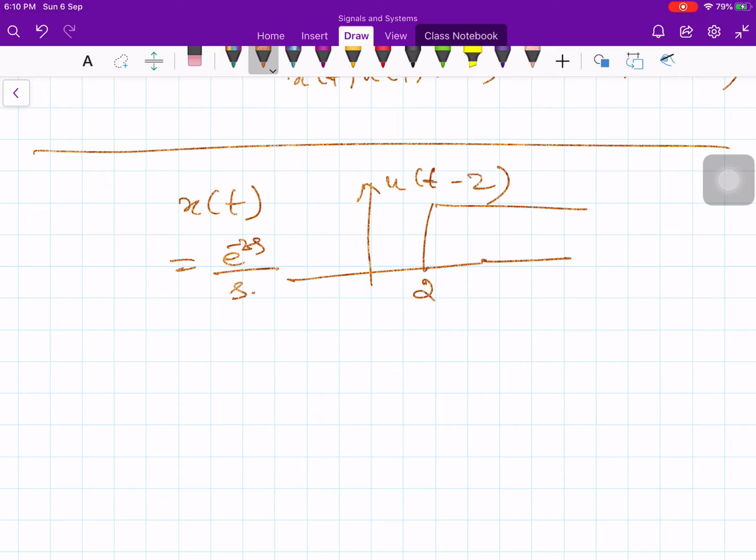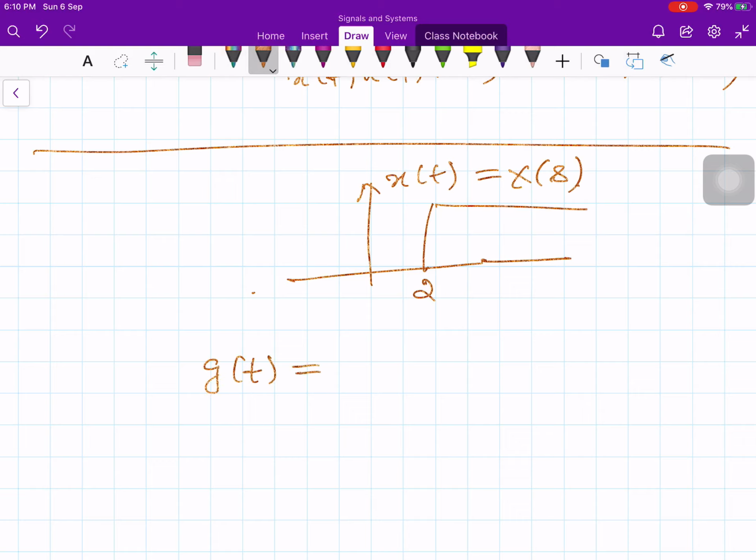Hold on one second. Let's say this is my x of t. Then what is the Laplace transform? Let's say X of s. Now let me define another function g of t. G of t is obtained by advancing your x of t, let's say by 1 second.